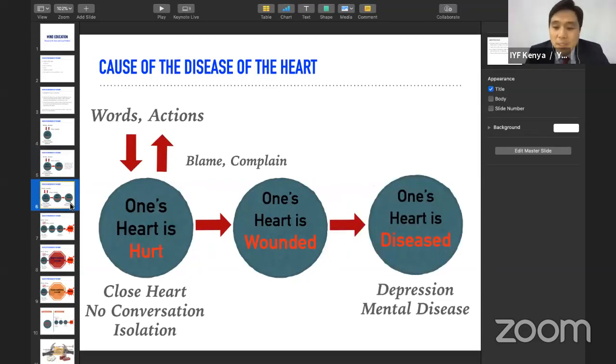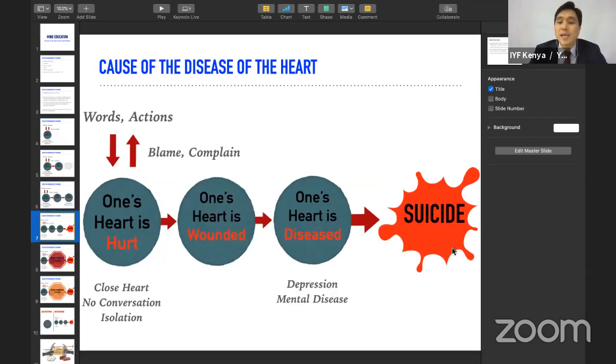And now when that persists and you leave it alone, you don't cure that wound of your heart, then your heart is going to be diseased. When your heart is diseased, your heart is also going to fall into depression, and some people are going to have mental disease as well. In some cases, some students and some people even commit suicide. Everyone, this is a superficial cause why our hearts are weak and people fall into suicide and the misery of their life.